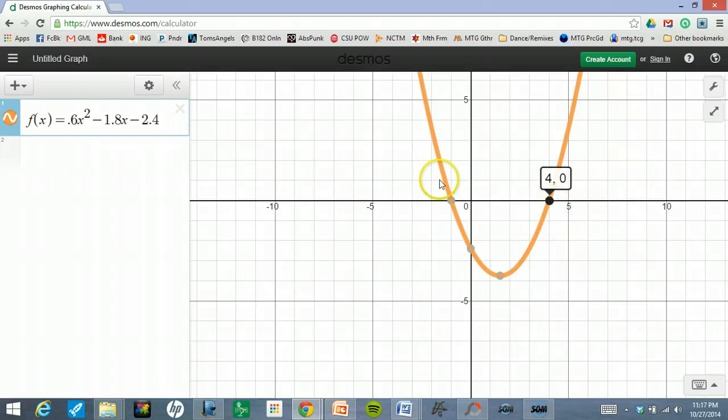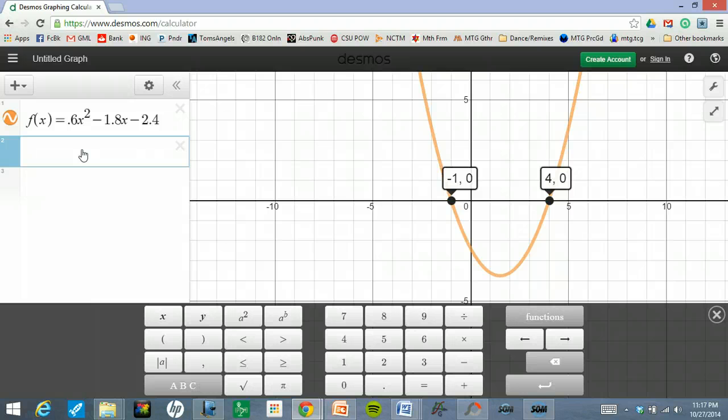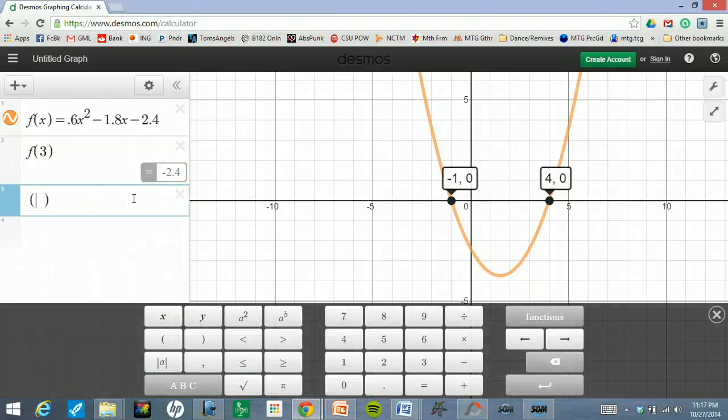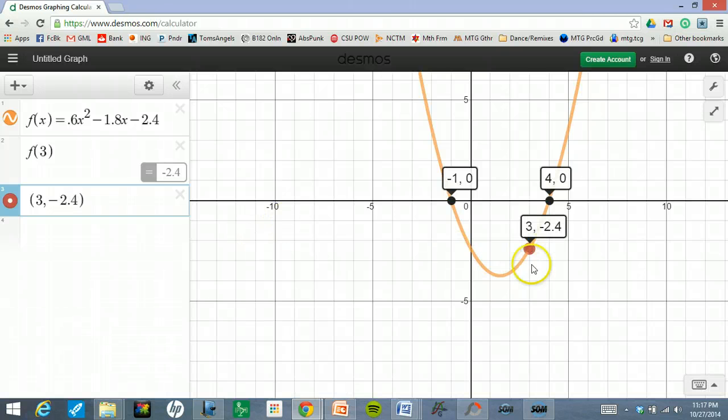We knew the zeros were 4 and negative 1, and that another point on the graph was f of 3. Let's see. Are we outputting negative 2.4? We absolutely do. The point 3, negative 2.4 is on our graph. So, voila, we did it. Good work.